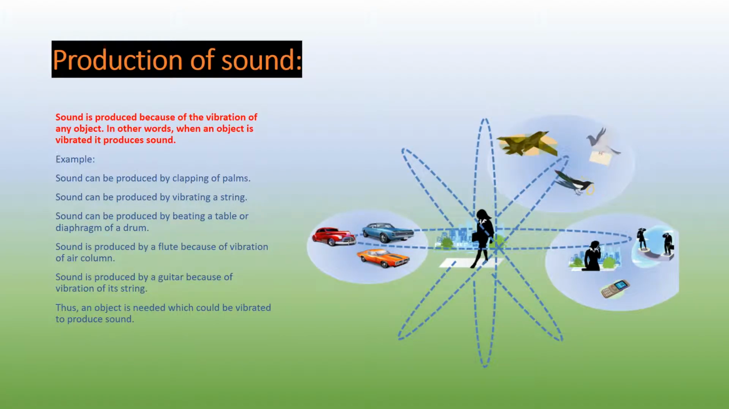Production of sound. Sound is produced because of the vibration of any object. In other words, when an object is vibrated it produces sound.